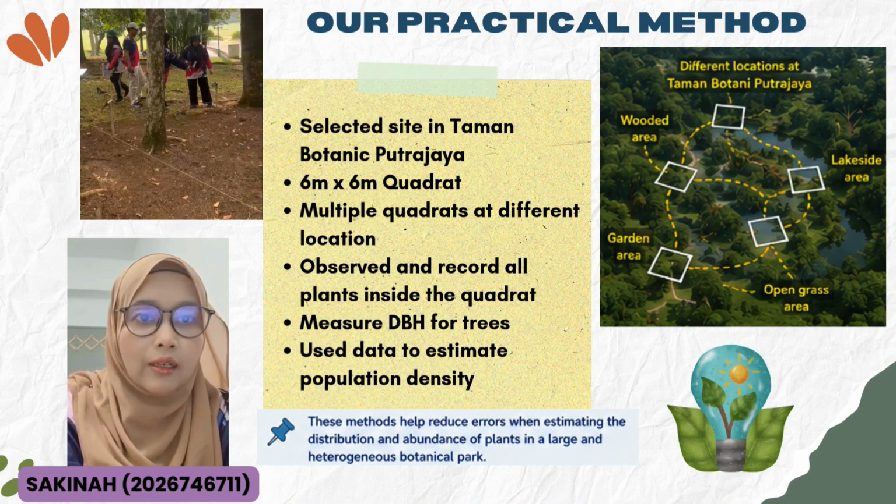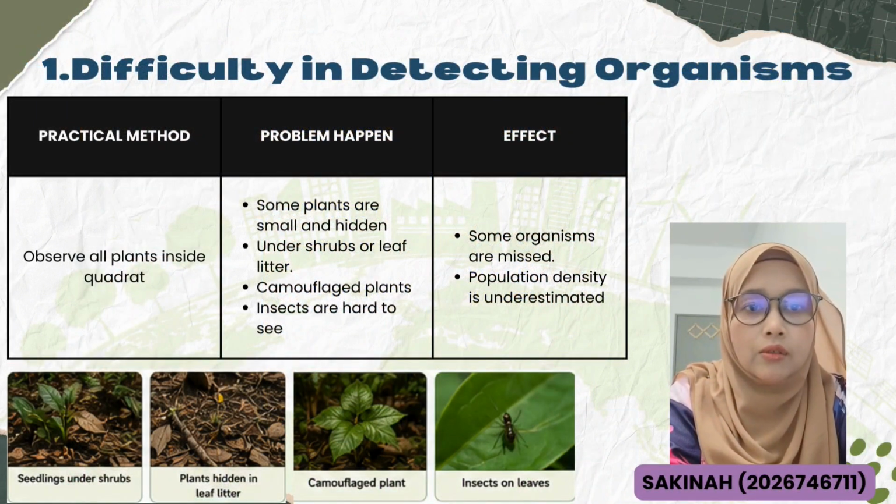We conducted the sampling at Taman Botani Putrajaya using a 6 meter by 6 meter quadrat with a total area of 36 square meters. Inside the quadrat, we identified and counted all plant species and calculated their population density. Our group recorded 5 plant species. Although this method helps estimate the distribution and abundance of plants, there are several challenges that can affect the accuracy of the result. Okay, next issue is difficulty in detecting organisms.